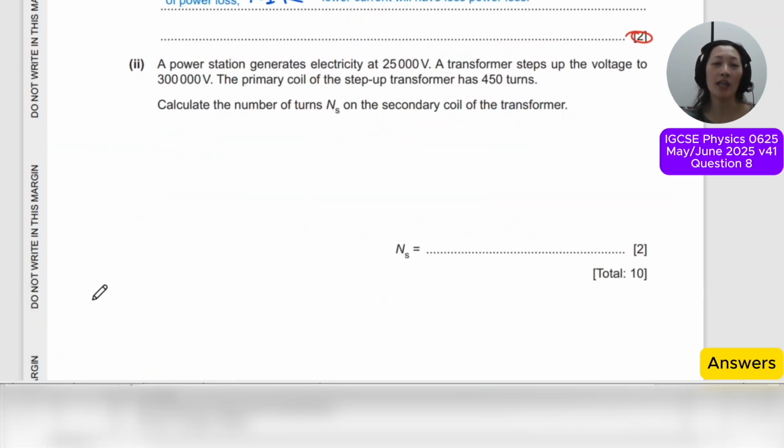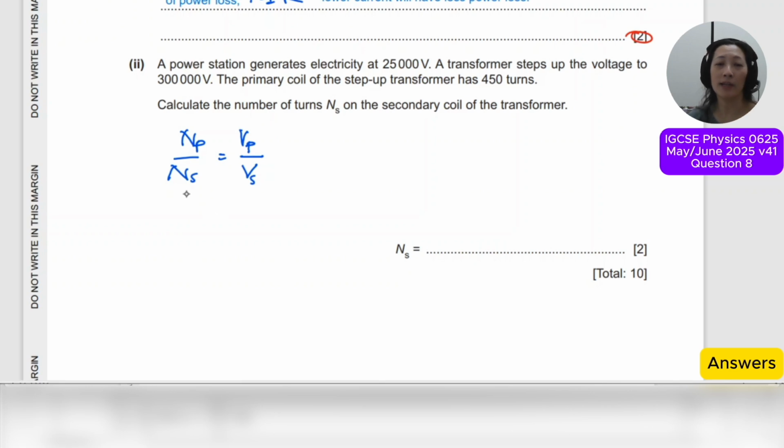2. A power station generates electricity at 25,000 volts. A transformer steps up the voltage to 300,000 volts. The primary coil of the step-up transformer has 450 turns. Calculate the number of turns NS on the secondary coil of the transformer. So I'm going to use the ratio of the number of turns on the primary to the number of turns at the secondary, and it is equal to the ratio of the primary voltage to the secondary voltage.